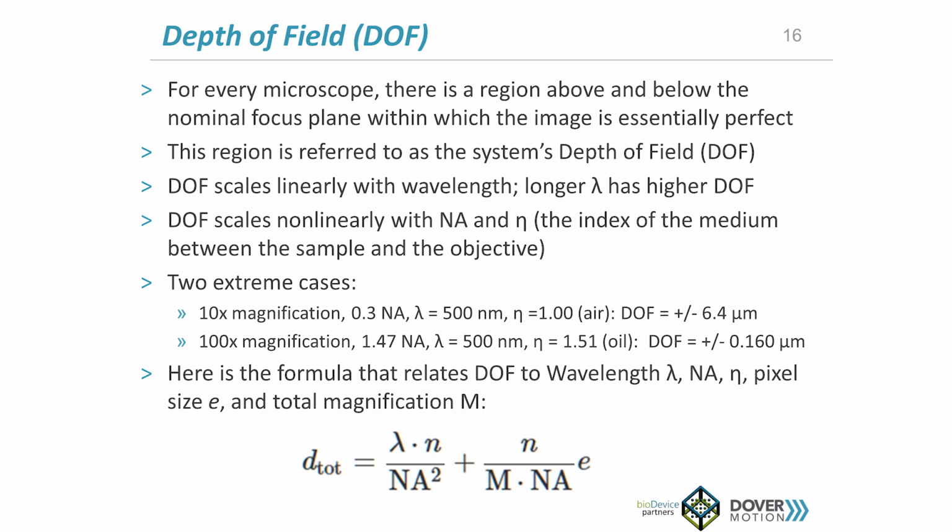If we take two extreme cases, the 10x microscope objective, 0.3 NA at 500 nanometers, will yield a 6.4 micron depth of field. However, a 100x magnification objective with a 1.47 NA will yield a depth of field of 0.16 microns at that same wavelength. And as the depth of field gets finer and finer, it's increasingly important you have a very good focusing stage, and we'll be touching on that later.